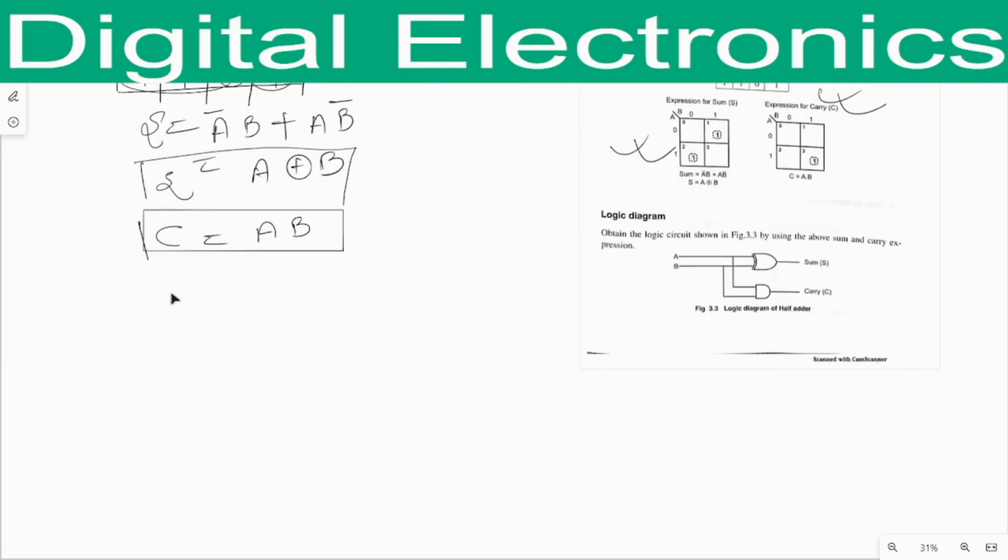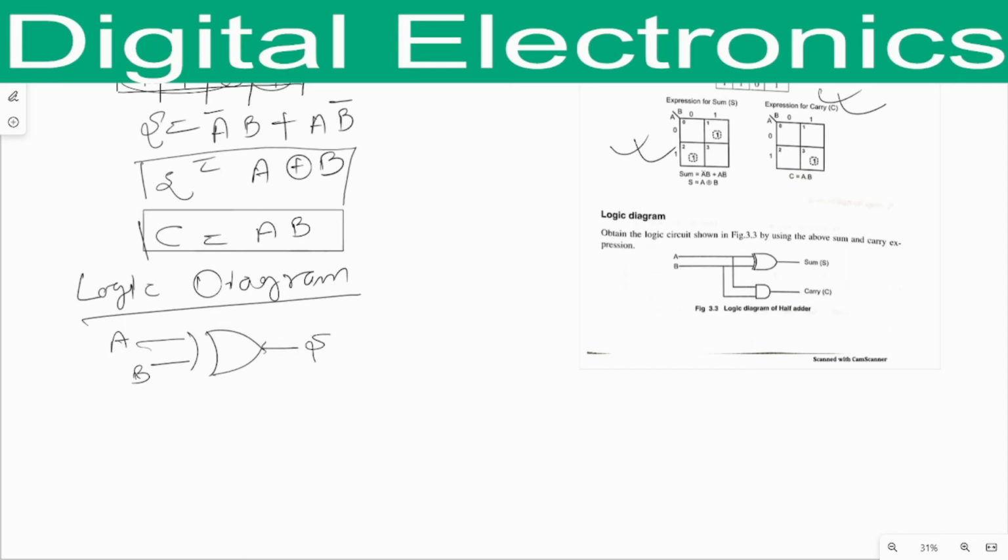Now what is a logic diagram? A logic diagram is drawn by using logic gates only. So here sum equals A XOR B. It means that we need one XOR gate where one input is A, another input is B, and we get sum here. Similarly, when we take these two inputs in the AND gate, accordingly we get carry on the output side.